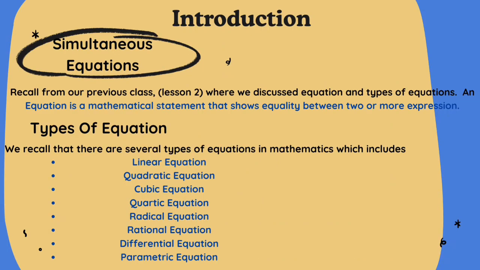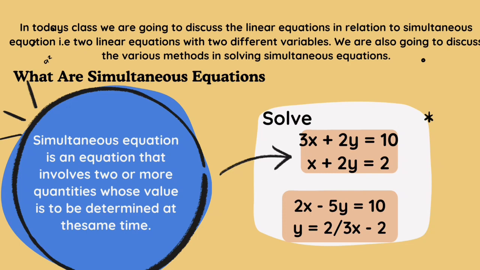Now let's recall from our previous class where we discussed equations. We defined an equation as a mathematical statement that shows equality between two or more expressions. Now we talk about types of equations: linear, quadratic, cubic, quartic, radical, rational, differential, and parametric equations. But today we are going to concentrate more on linear equations in relation to simultaneous equations, that is, two linear equations with two different variables.